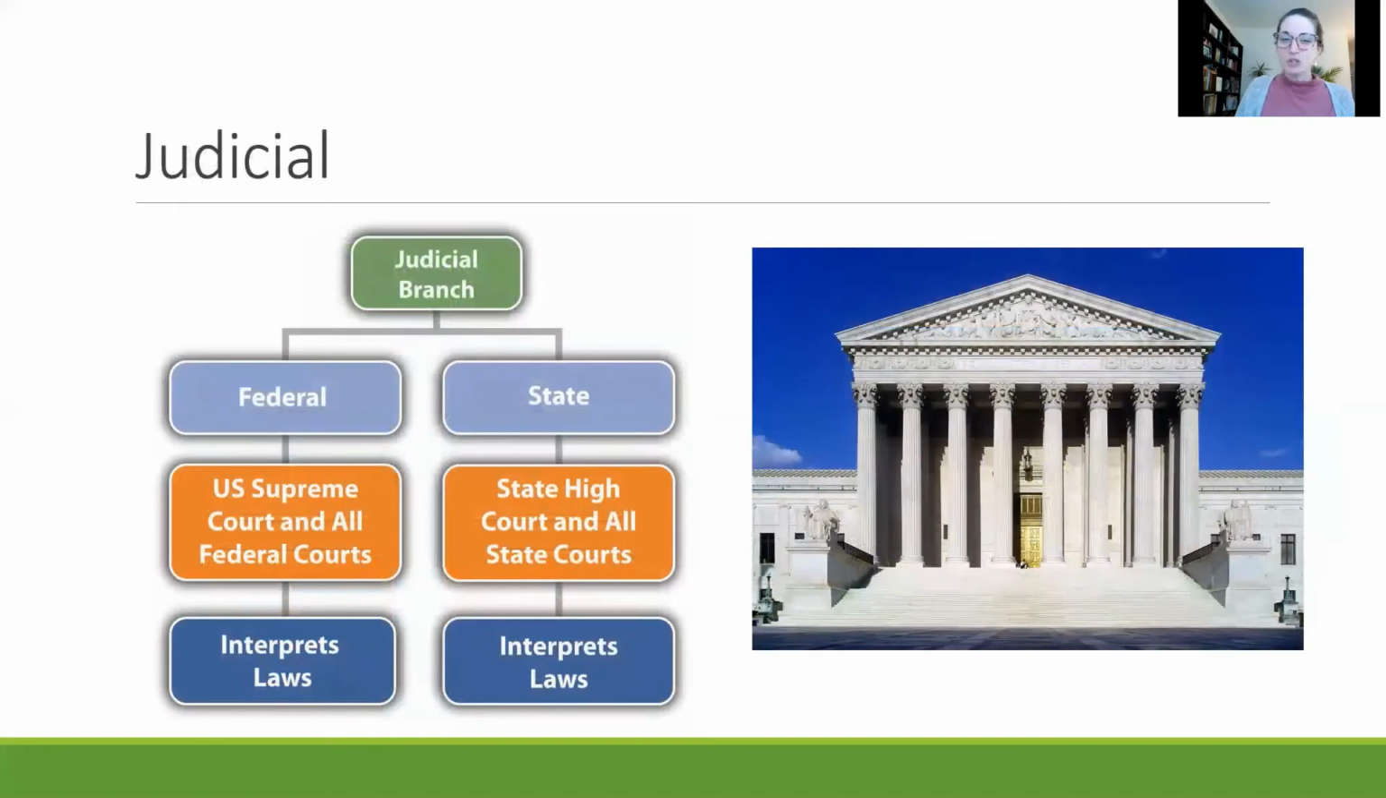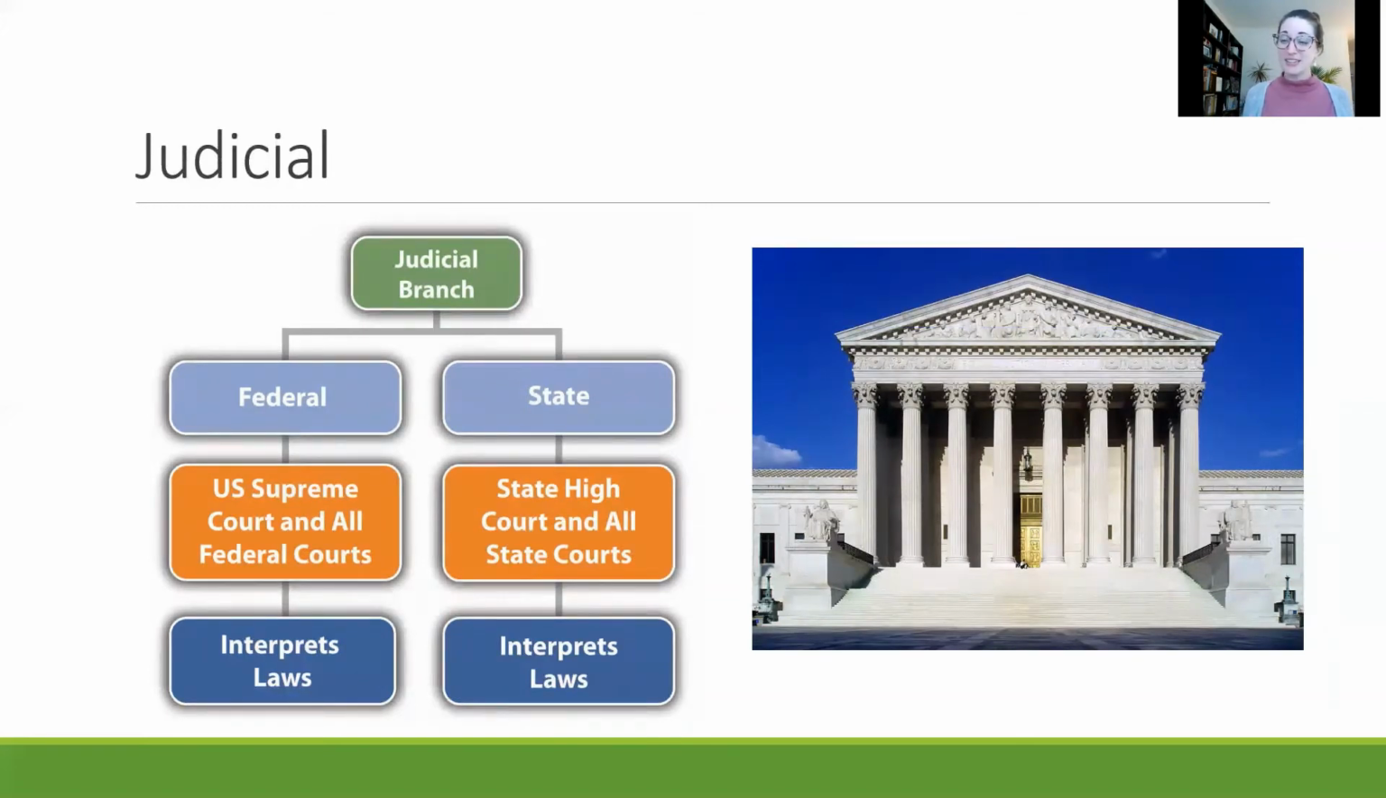And lastly, we have the judicial branch. At the federal level, this is the US Supreme Court. So that's the image you can keep in your mind. And we also have many federal courts to go along with that. The job of the judicial branch is to interpret the law. And the same thing at the state level, we see the state high court as well as all the other state courts. Their job is also to interpret the laws.